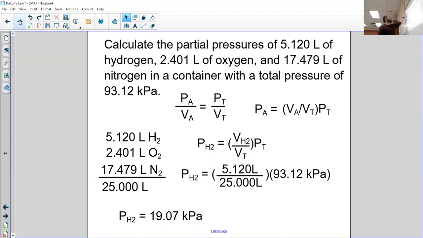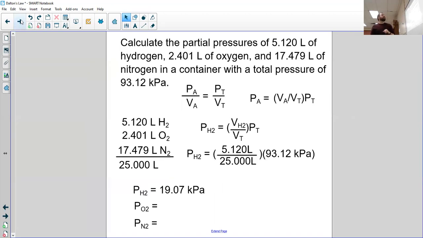Now, are we done? No, we need to find the partial pressures of all of the gases in our closed system. So we need the partial pressure of oxygen and nitrogen. I won't show you how we're plugging those in, but it's the same way that we did with hydrogen, just plugging in a different value. Instead of 5.120, we're going to plug in 2.401 for oxygen, 17.479 liters for nitrogen. We get those on our calculator, get the sig figs, we get partial pressure of oxygen is 8.943 kilopascals. Partial pressure for nitrogen is 65.11 kilopascals.